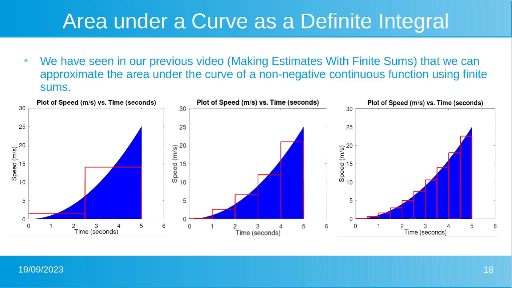So what we tried to do previously is we tried to approximate the area underneath this curve with the sum of the areas of a number of rectangles. And what we did was initially we divided up the interval from 0 to 5 seconds into a number of sub-intervals. So here in our first plot at the bottom left of the screen, we divided up the interval from 0 to 5 seconds into 2 sub-intervals.